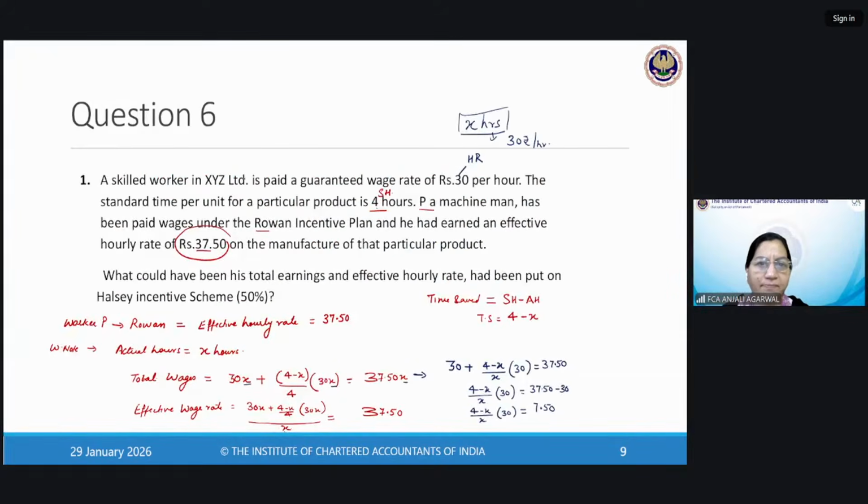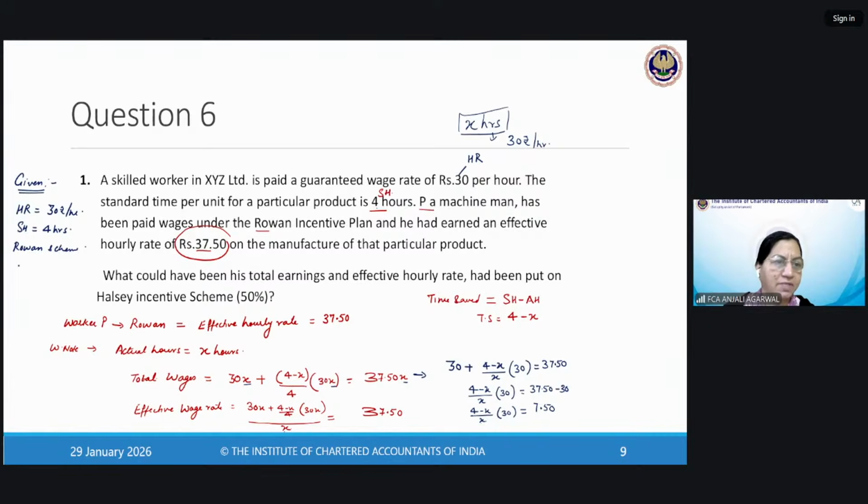There is a skilled worker. He's paid a guaranteed wage rate of 30 rupees per hour. So what is the information? Always when you are approaching any question, try to figure out what is given in the question relevant to your need. So what is given is the hourly rate, 30 rupees per hour. What is the standard time to produce 1 unit? Standard hours are given as 4 hours. What is the scheme applicable to the worker? Rowan scheme. So once you know that the Rowan incentive plan is applicable, use the formula immediately.